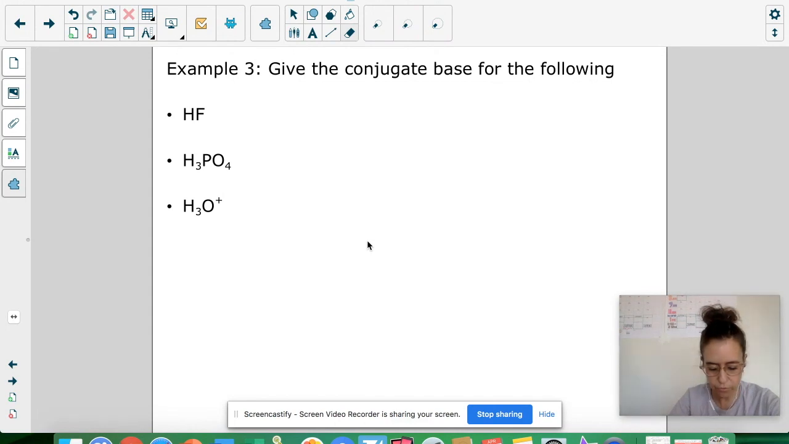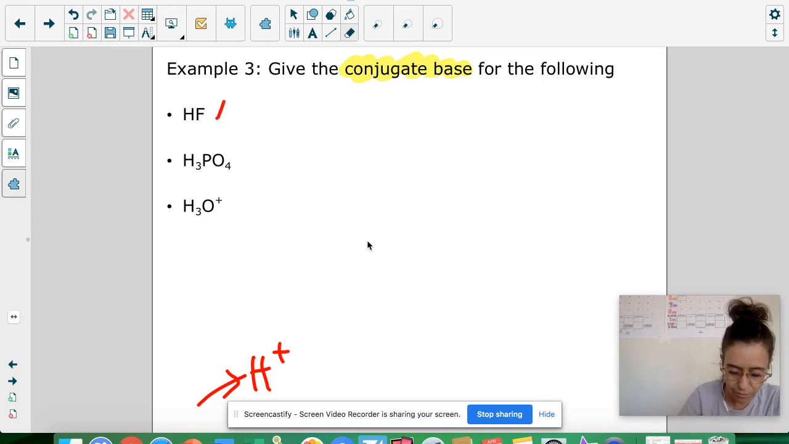In this example 3, it says give the conjugate base of the following. So if you have to find the conjugate base of the substances, that means that the substances they're giving you are acids. Okay, an acid, remember, is a substance that gives protons away. It's a substance that loses protons. So if we make the HF lose one proton, the substance that we're going to have is F minus. So therefore, the conjugate base of this acid would be fluoride, F negative. That would be the answer.